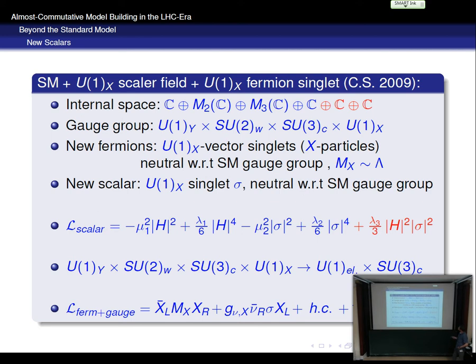One model which is excluded, but which was quite interesting, was a model I found a couple of years ago, where I enlarged the internal space quite stupidly just by 2 copies of C. So just a simple thing. And took here instead of the quaternions 2 by 2 matrices, which gives you then an extra U1 in the whole game. And you include new fermions, which are basically symmetrically coupled to the U1, so left and right coupled equally. It's called vector singlet then.